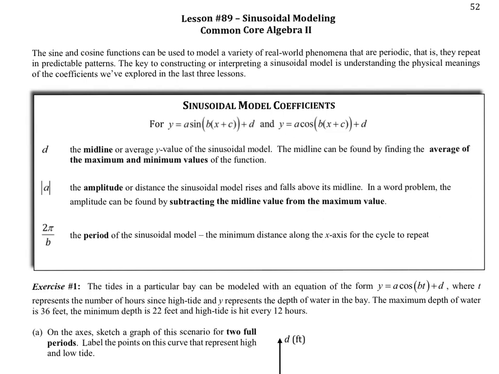So this lesson is on something called sinusoidal modeling, which basically just means we're going to be using sine and cosine functions to model real-world phenomena. So this is pretty much a word problems lesson, no new math content because we're still using our same formulas, right, and our same little equations where D is the midline, absolute value of A is the amplitude, and the period is 2 pi over the B value.